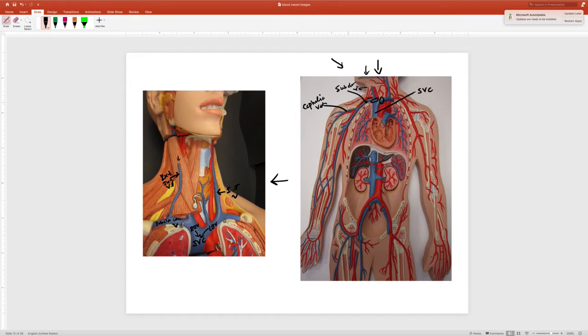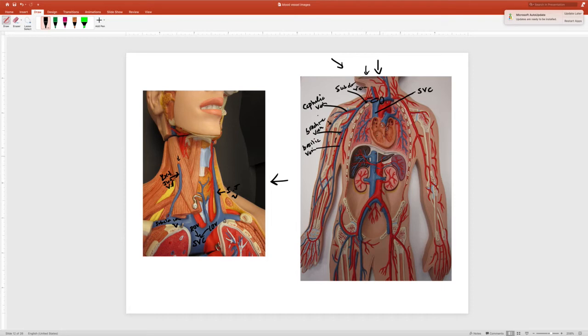Then we have the brachial vein, which is going to run alongside the humerus. In this model, it is cut, so we can't see the vein, but it would be running deep, along the humerus here. And then we also have the basilic vein, which is a more superficial medial vein. I think of it alphabetically: basilic, brachial, and then cephalic. That is one way to help yourself remember that.